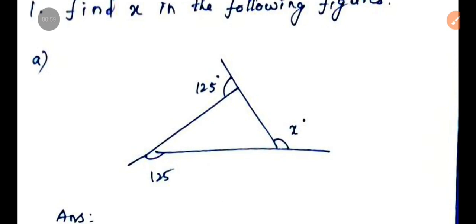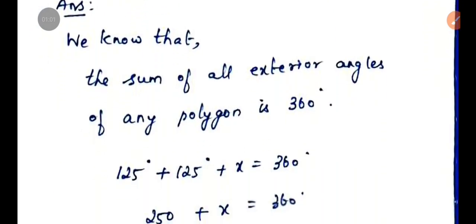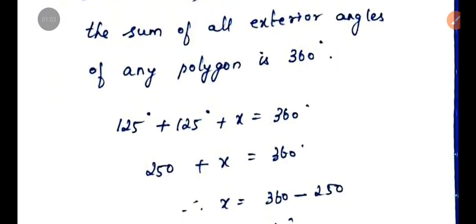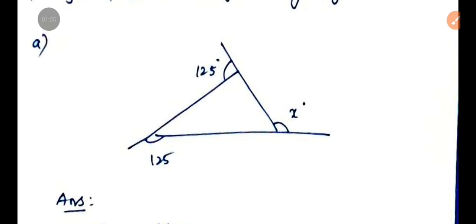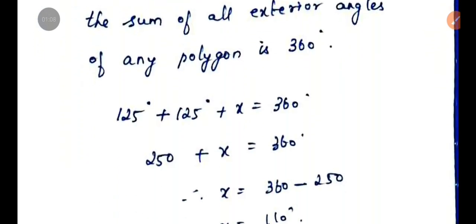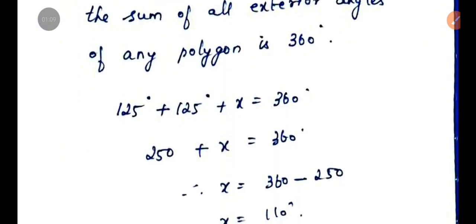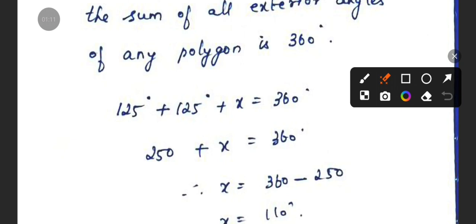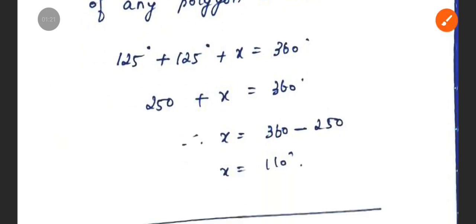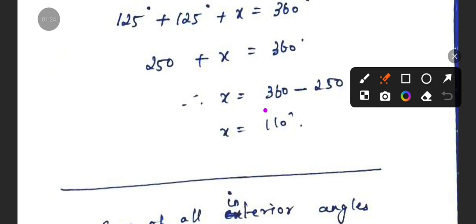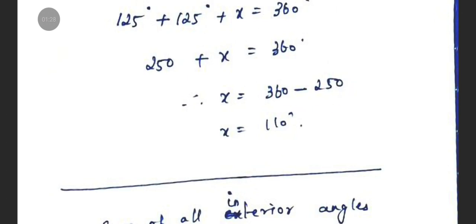Just you have to add. We know the sum of all exterior angles of any polygon is 360. One angle is 125, another angle is also 125, plus another angle x. Add the three angles. 125 plus 125, 250. 250 plus x is equal to 360. Now subtract 250 from 360. We get 110. Therefore x is equal to 110.